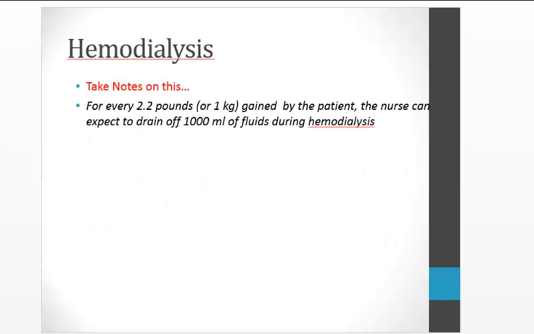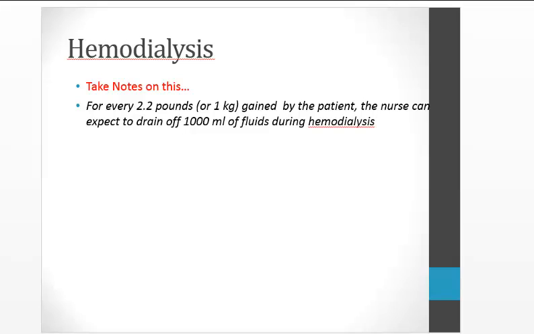So let's move on to hemodialysis. What the nurse needs to recognize is that when a patient goes for hemodialysis, we weigh the patient before they go down for dialysis. And for every 2.2 pounds or 1 kilogram of body weight that is pulled off of the patient, the nurse can expect to drain 1,000 milliliters of fluid during dialysis.